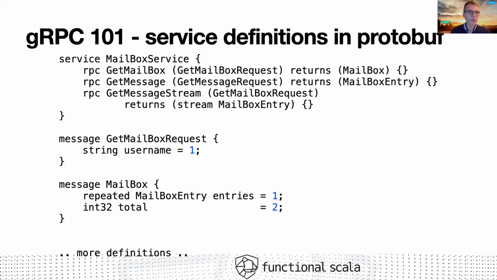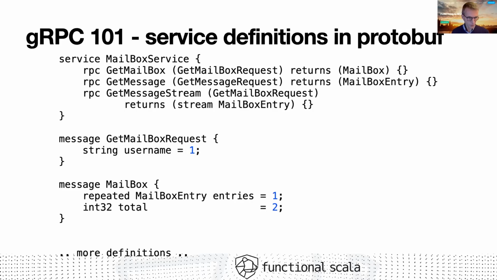so for example, the first service here, to get a mailbox for a certain user, the input object will be a GetMailboxRequest with one argument, which is the username. And the return value would be a Mailbox containing several entries and a total, which will give you the total number of mails for this user. And there are more definitions that are not shown on this slide, but just to give you the idea that this is the way to define both the services and the data types that will be flowing through these services.